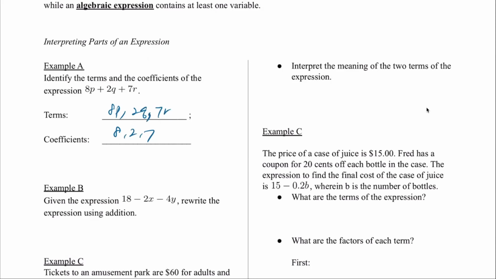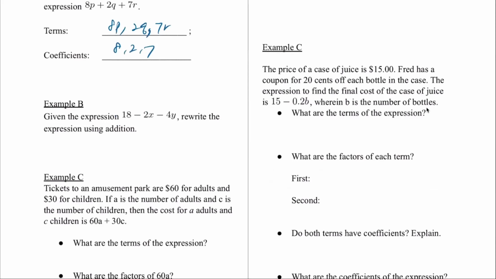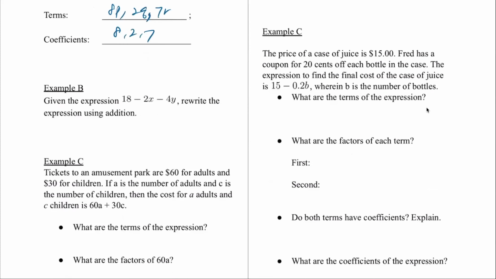Okay. And then in this case, rewrite the expression using addition. Okay. So if you want to put in the plus in the middle, what do you suppose you could write here instead so that the expression is equivalent? If you said negative 2x here and negative 4y, you would be correct. Okay.